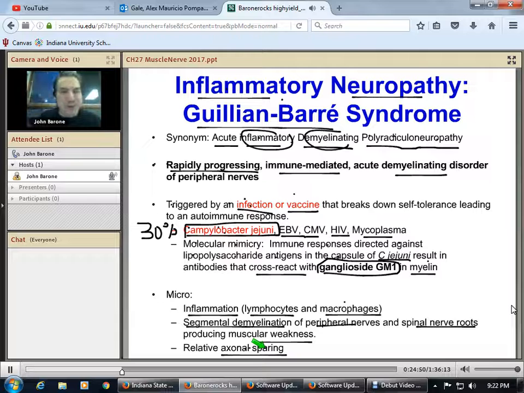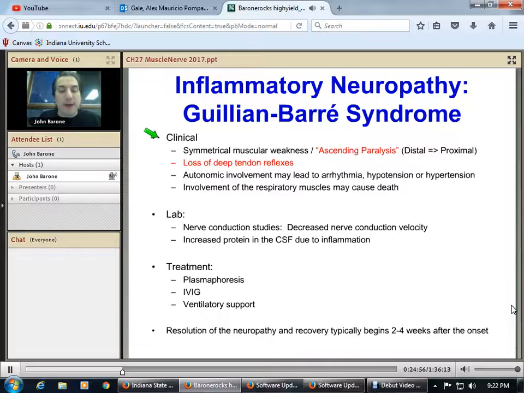Whew. Thank goodness. So this is potentially reversible. You may be left with some deficits, but you can get better, thank God. Axons are spared here, it's demyelinating.